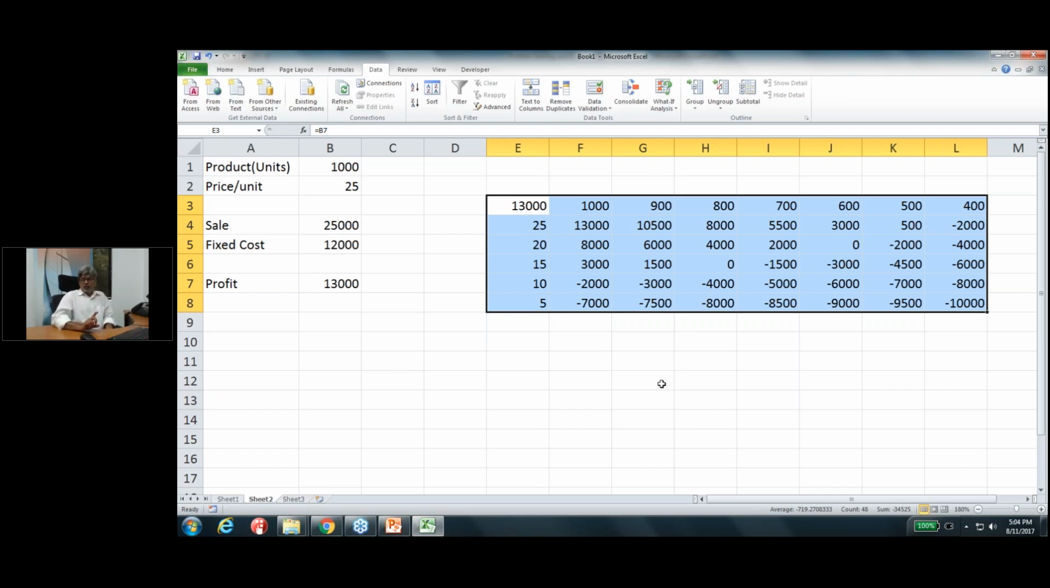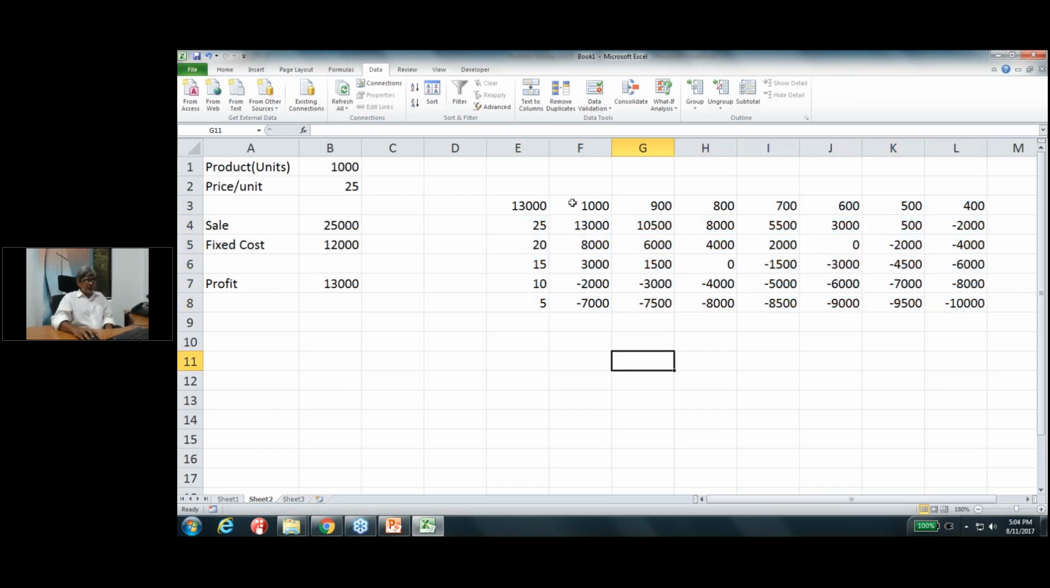I need to rephrase that question. I did not explain it properly, but the scenario is this: if you have different lots of the products, ranging from 1,000 to 400, and various price ranges, which should be the best possible solution that we may have.